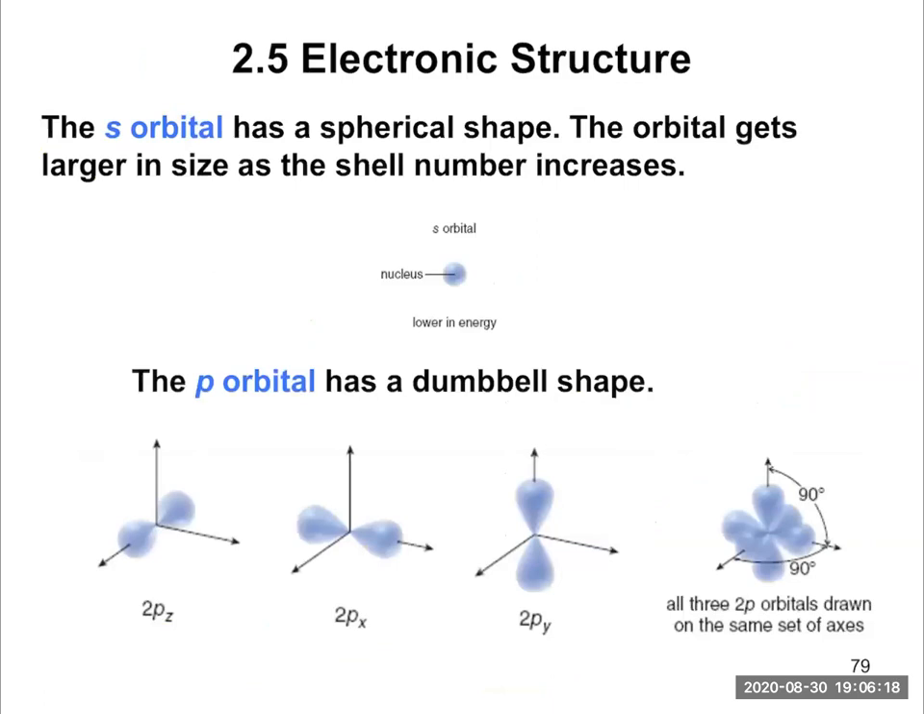Okay? The s orbital has a spherical shape. The orbital gets larger, so s of n=1 looks like this. s of n=2 looks bigger, and so on. It's just increasing in size. Same idea with the p. The p has dumbbell shapes like this.